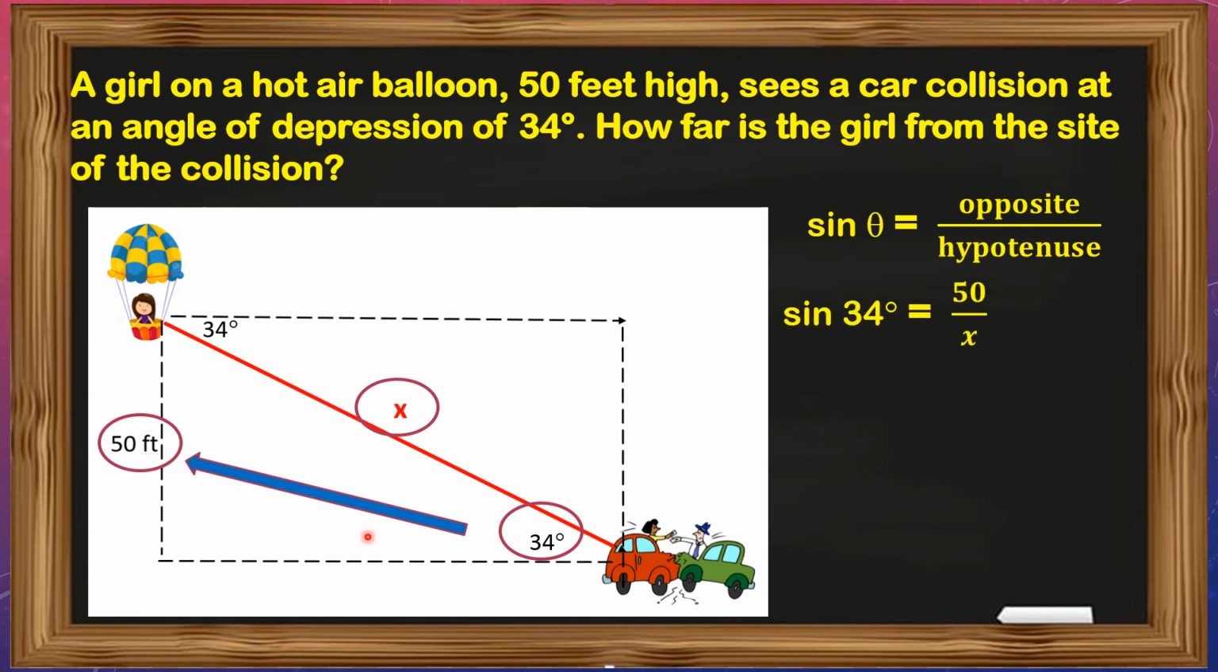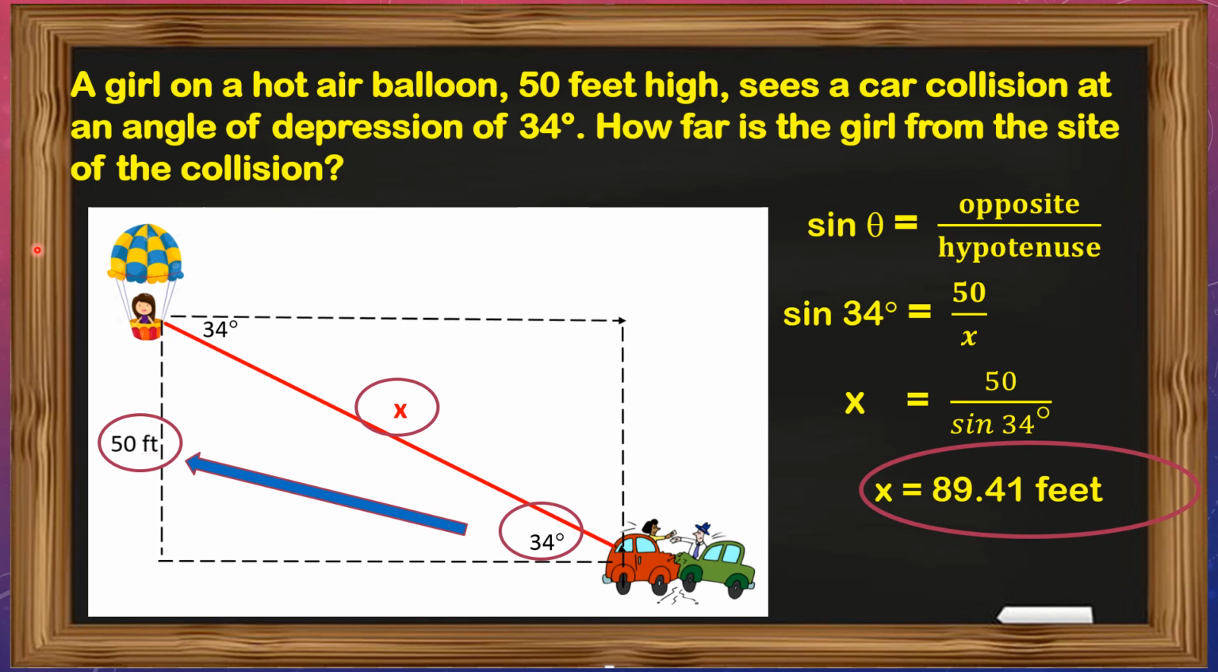If you are going to substitute the given information, our equation is going to be sine 34 degrees is equal to 50 over x. So dividing 50 by the value of sine 34 degrees, we will get the answer 89.41 feet. So the distance of the girl from the car collision is 89.41 feet.